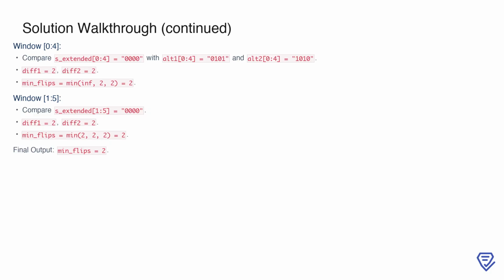For window 1:5, the substring is also 0000. Since the mismatches remain the same, diff1 equals 2 and diff2 equals 2, so min_flips stays at 2. Thus, the output for this example is min_flips equals 2. This concludes the explanation of how to find the minimum number of flips for these examples.